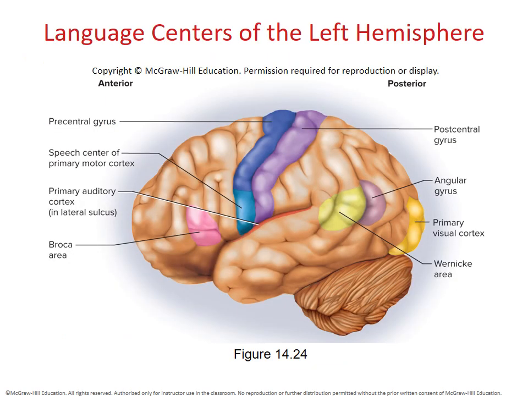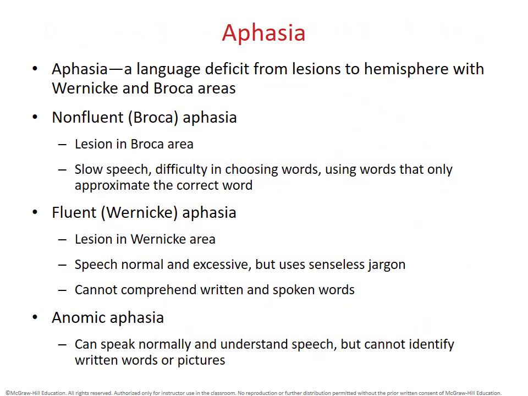And so here we see again Broca's area in the frontal lobe, and then Wernicke's area back on the parietal, sort of parietal-temporal lobe area. These are involved in language again. Aphasia is loss of language ability due to some damage to these areas.